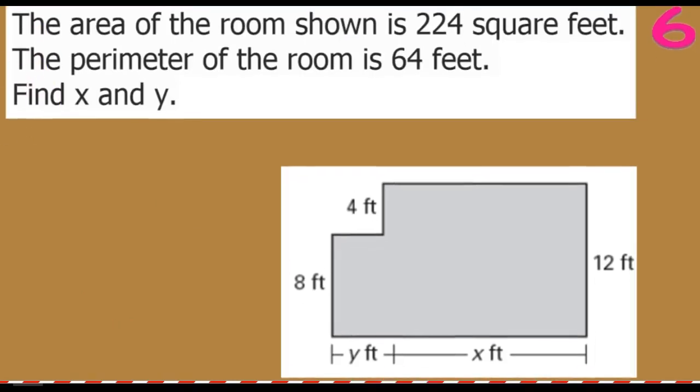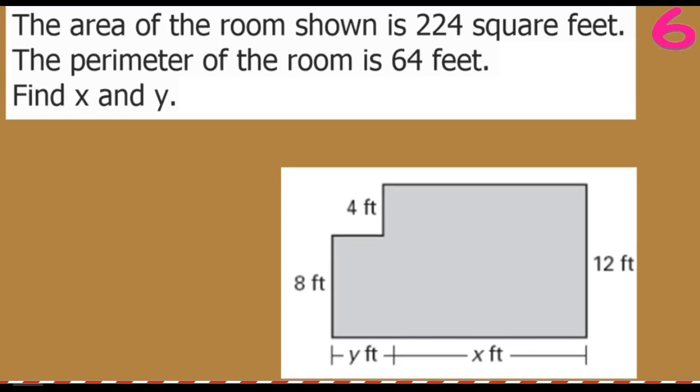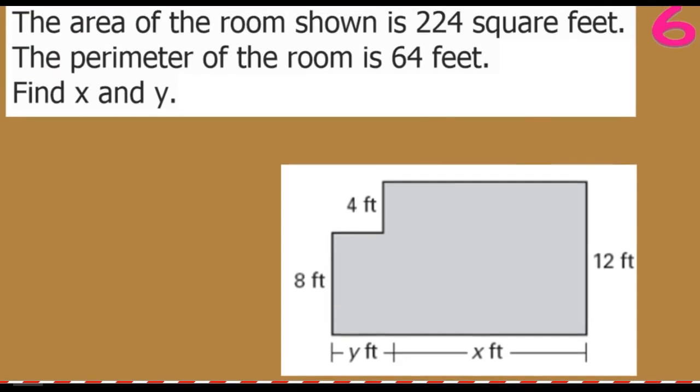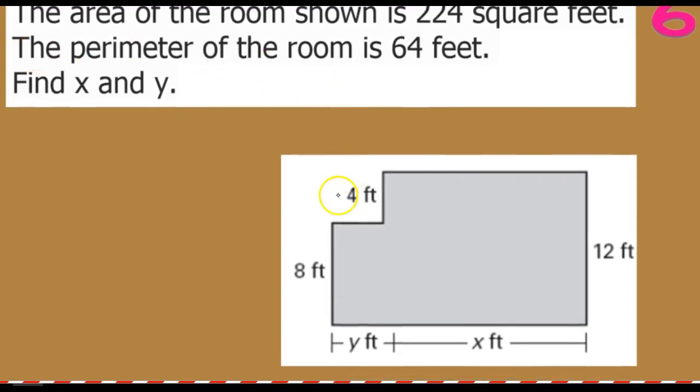Alright, this one says the area of the room shown is 224 square feet. The perimeter of the room is 64 feet. Find x and y. Alright, first of all, let's find the area. So it looks like we have something cut out here. We know that this is the same length as this, so we know that this is y.